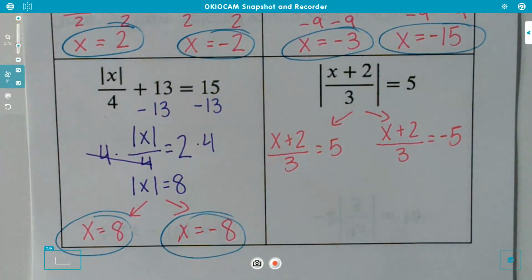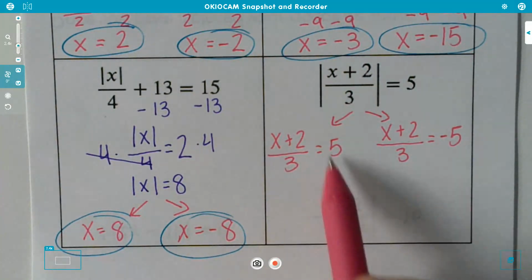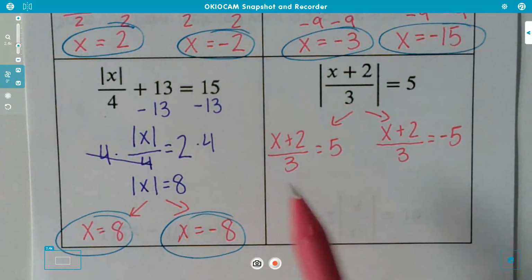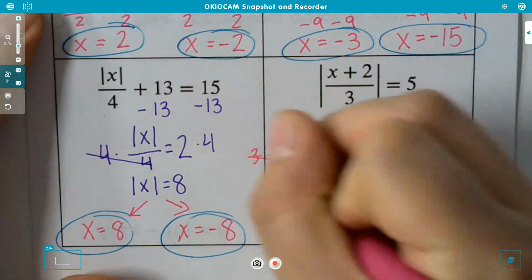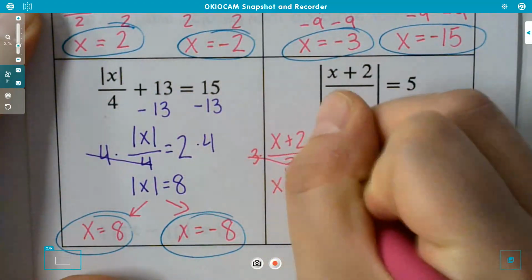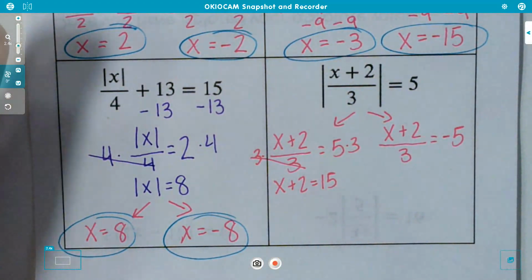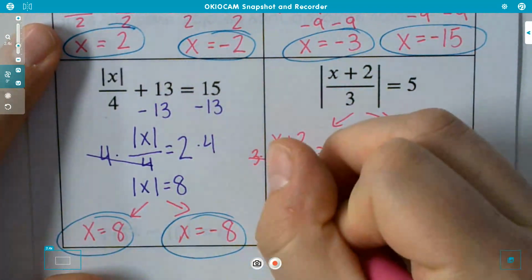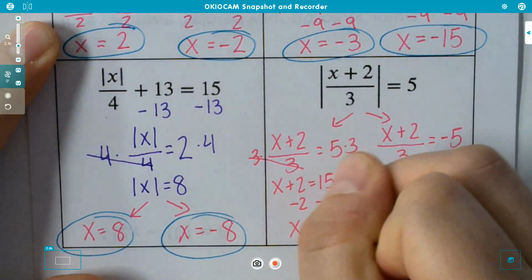All right, so with these, we will now solve both of them. It's going to be the same steps, but you're going to get completely different answers. So if it's a big fraction like this, what is the first thing that I need to get rid of here? Oh, 3. So I'm going to multiply both sides by 3 times 3 times 3. Those cancel. I've got x plus 2 equals 15. And then I'm going to subtract 2 from both sides. I'm going to get x equals 13.